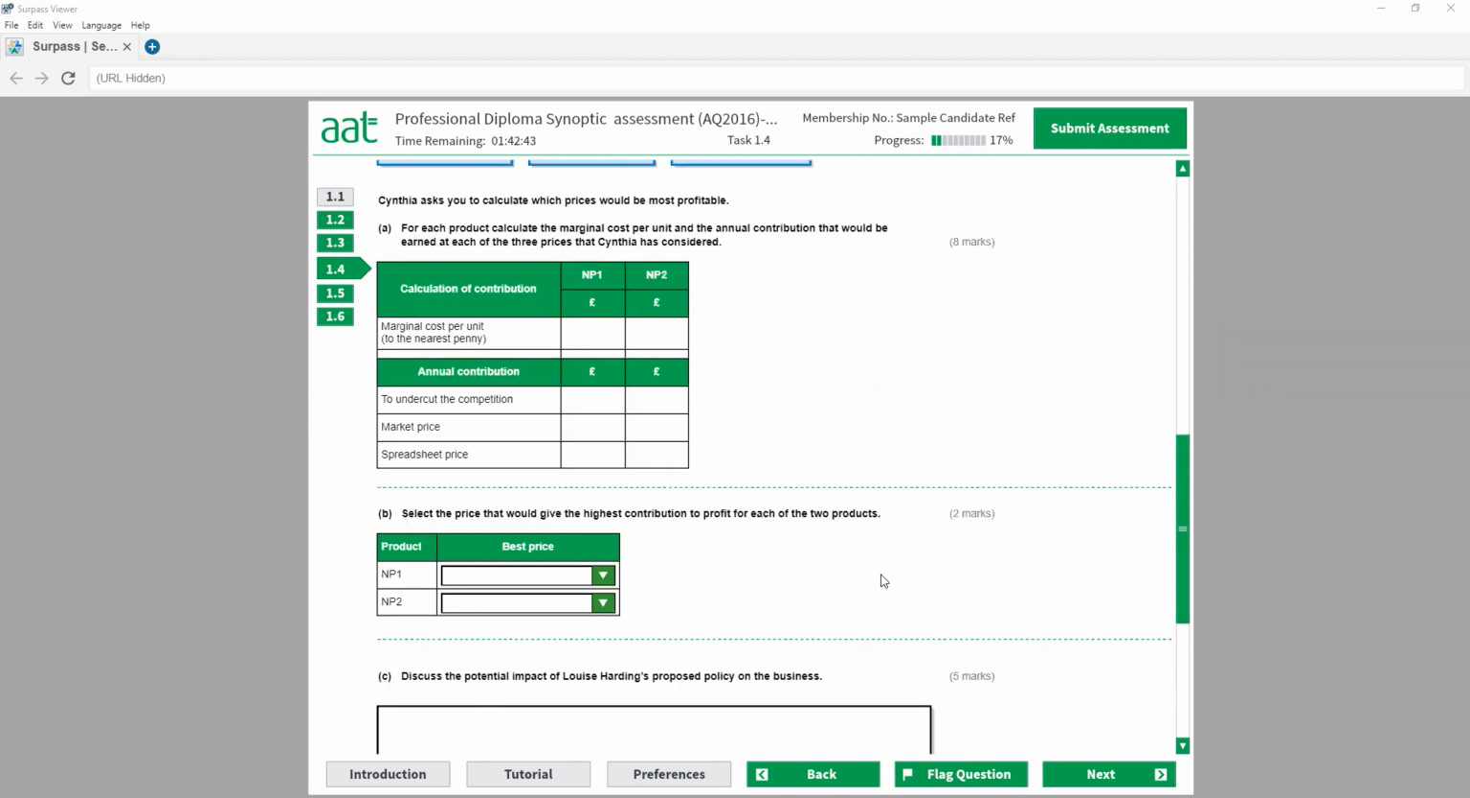So you understand we have to calculate a few things. The first thing we have to calculate is marginal cost per unit. Now marginal cost per unit means only the variable cost. So marginal cost means only the variable cost.